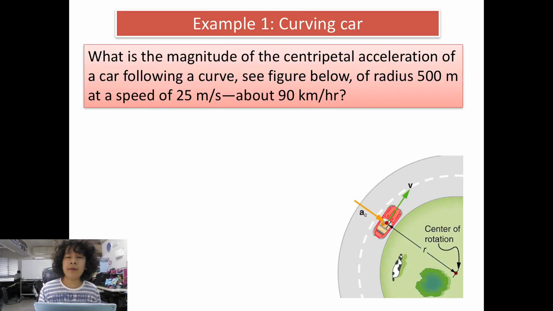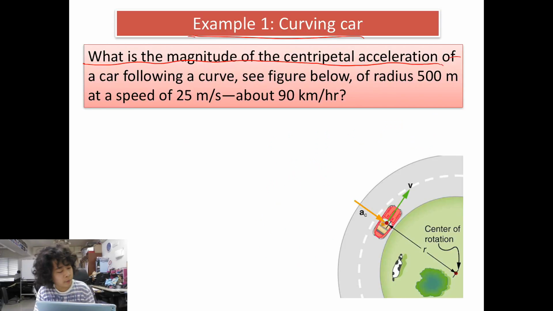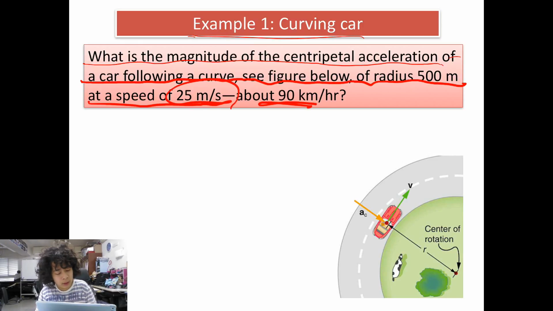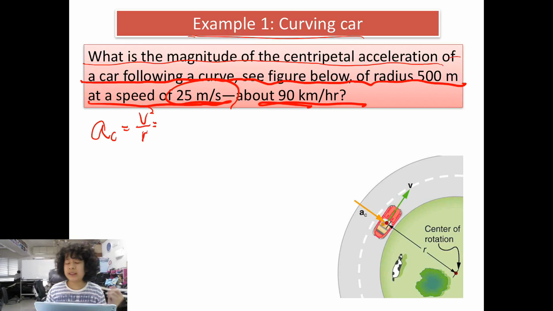Now we have an example, a curving car. What is the magnitude of the centripetal acceleration of a car following a curve as seen in the figure below, with a radius of 500 meters at a speed of 25 meters per second, about 90 kilometers per hour? First, remember we are going to calculate A_c, the centripetal acceleration, which equals V squared divided by R. We know V is 25, so 25 squared divided by the radius, which is 500.